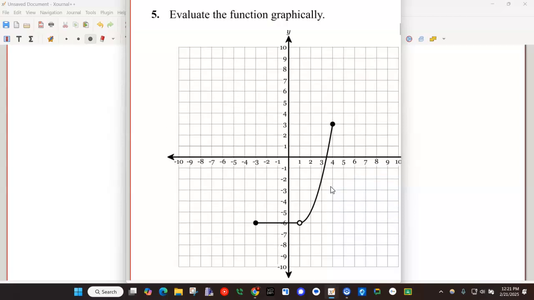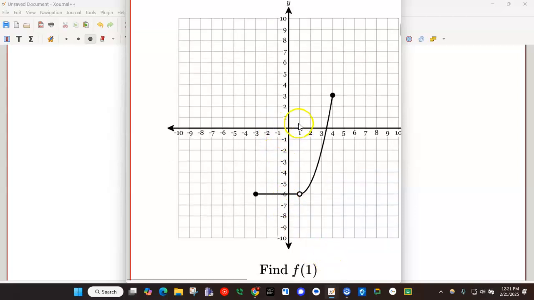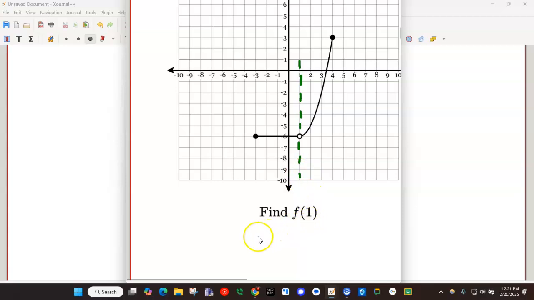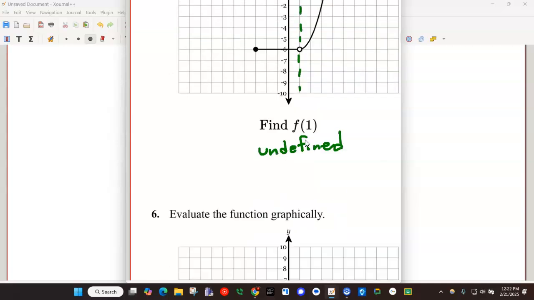Right, and now we have, what is f of 1? What's happened at x equals 1? You can see there is a gap there, there's a hole there, so there is no answer. This is just undefined. So if there's no graph or it goes through like a hole, then that is the same as having no graph for that particular value of x. Okay, so those are little things.